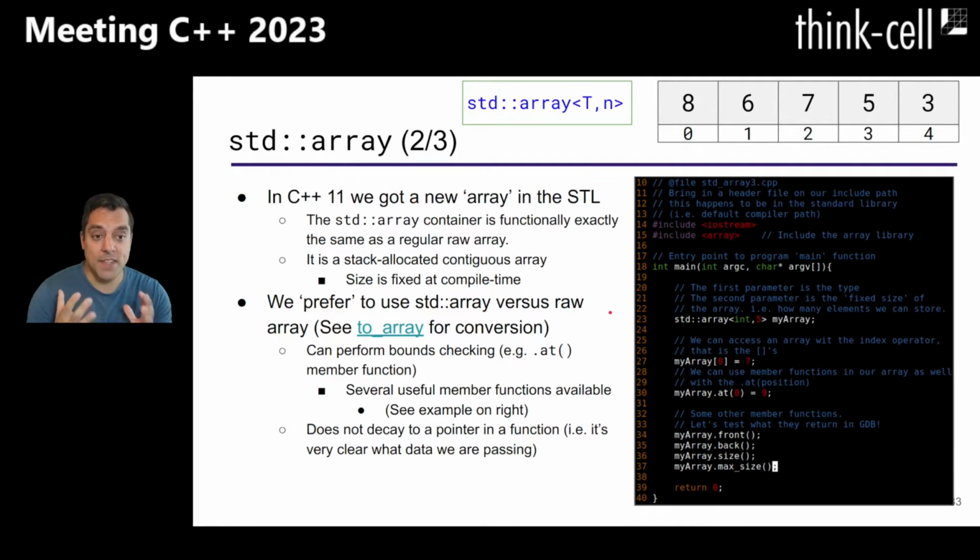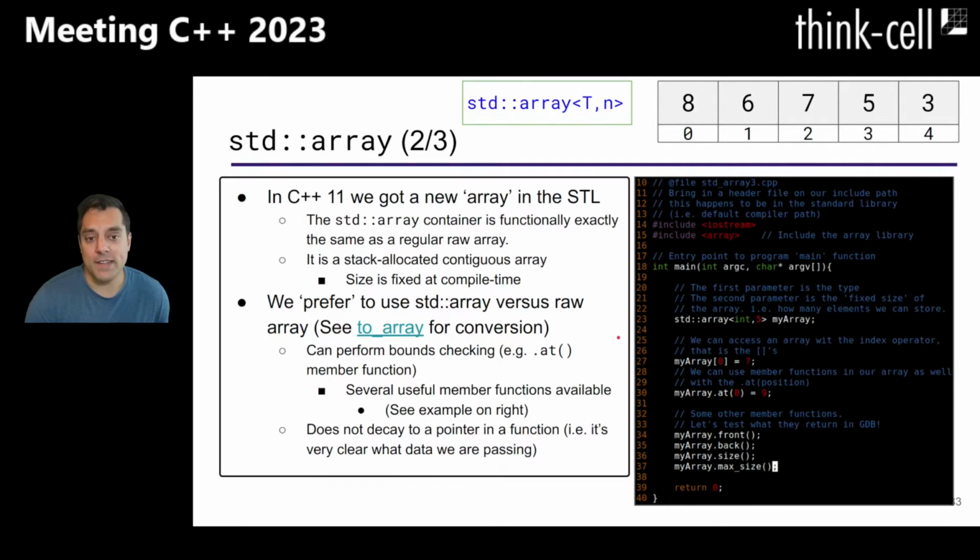There's also another really nice property of standard array. Because it is a container, we know its type. Now, what this means is when we pass arrays around in functions, they don't decay to pointers or any other weird sort of stuff. They are always standard arrays, and we always know their size. So again, arrays are a nice abstraction.